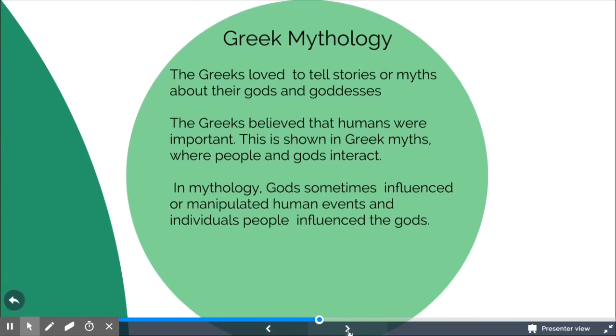Religion was also really important. The Greeks loved to tell stories or myths about their gods and goddesses. They believed that humans were also really important. This is shown in Greek myths, where people and gods actually interact. In mythology, gods sometimes influenced or manipulated human events, and then mortals or regular people also influenced the gods. So in a lot of societies, humans and gods did not interact. So it was kind of interesting that they thought that humans were that important.